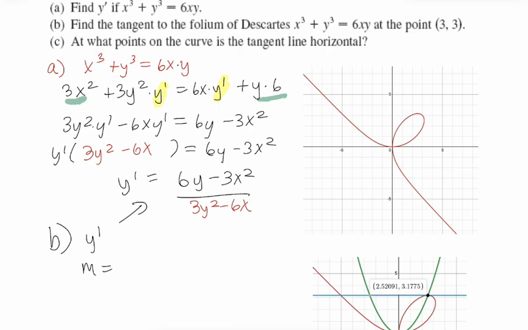Great. Second step is to actually plug in the point 3, 3. So every place we see an x, it's going to be a 3. Every place we see a y, it's going to be a 3. So that's going to be 18 minus 27 over 27 minus 18. It's going to be negative 1, but technically that'd be negative 9 over 9, which is negative 1.